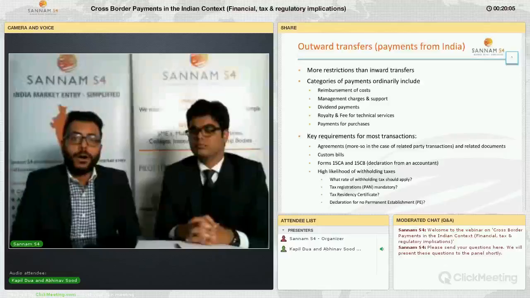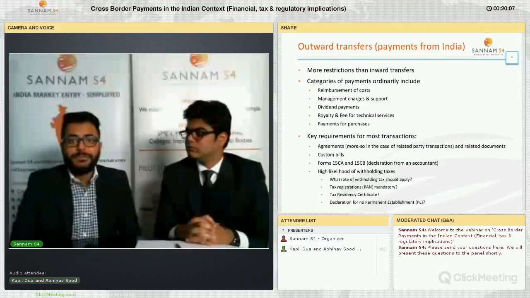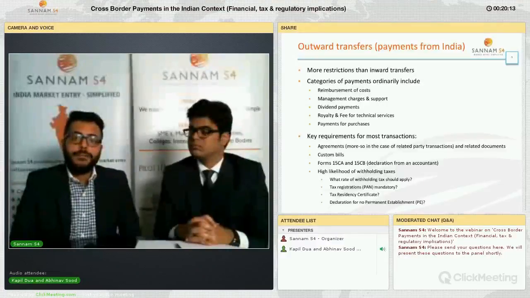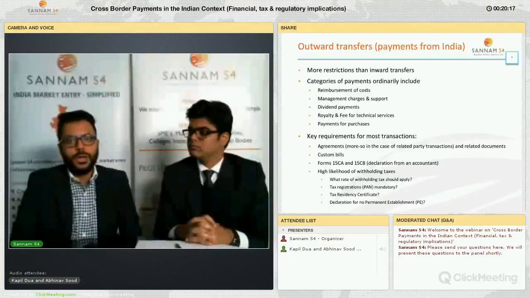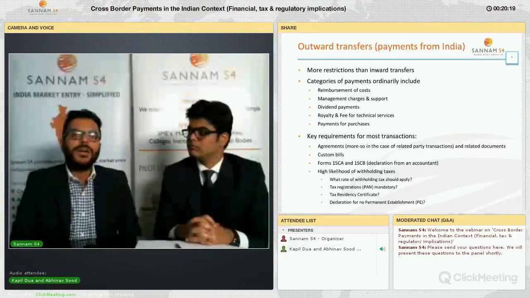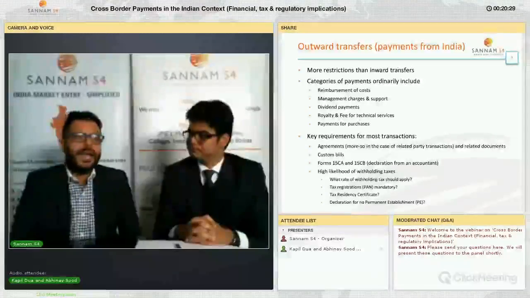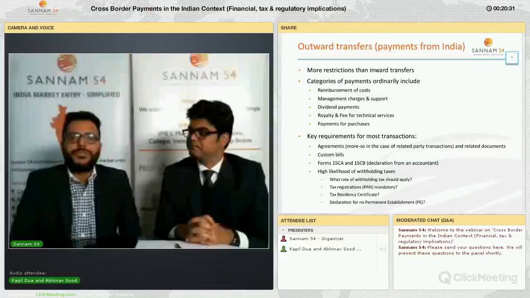As a foreign entity, first of all, you can apply for a PAN number and tax registration in India. If you have a tax registration, which is a PAN in India, the tax rate goes lower. That's the treaty between India and US, India and UK, India and Australia.